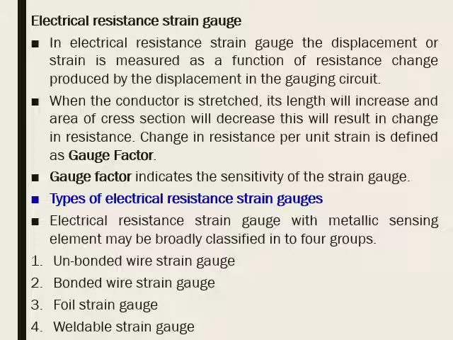So finally, these electrical strain gauges with a metallic sensing element may be broadly classified into four categories: unbonded type strain gauges, bonded type strain gauges, foil type strain gauges and wire type strain gauges, whereas the next one is weldable strain gauges. The fourth type is semiconductor or piezoelectric strain gauges.